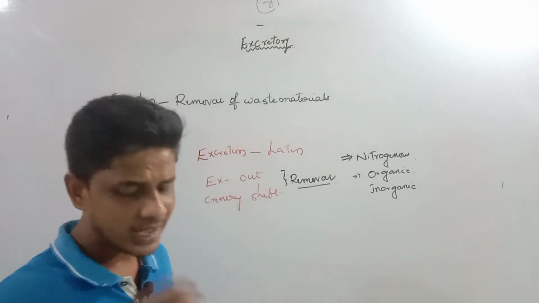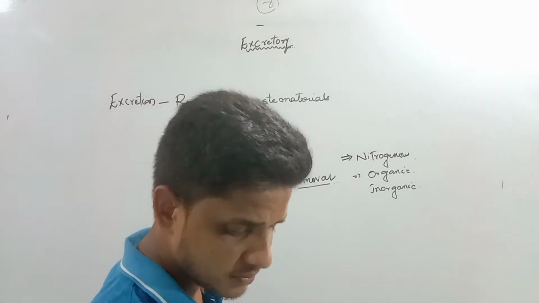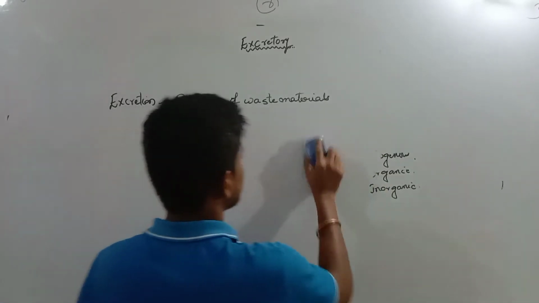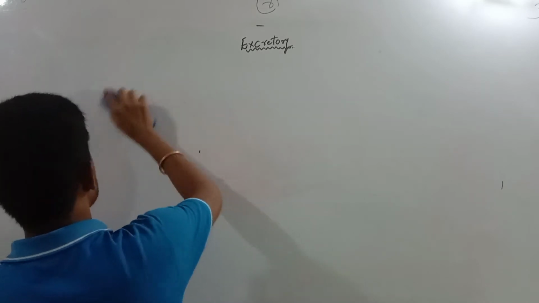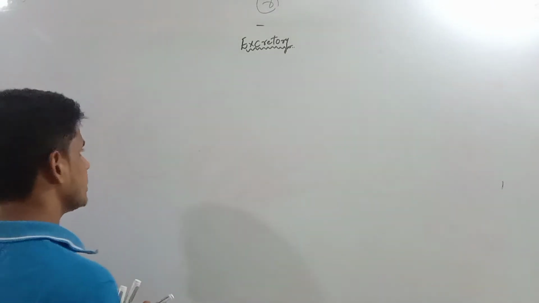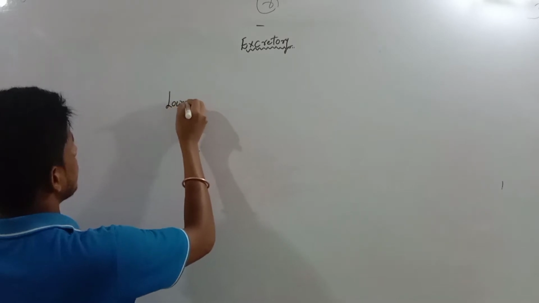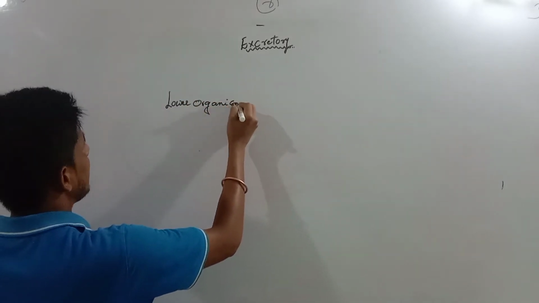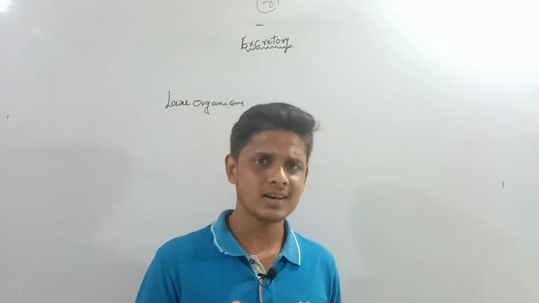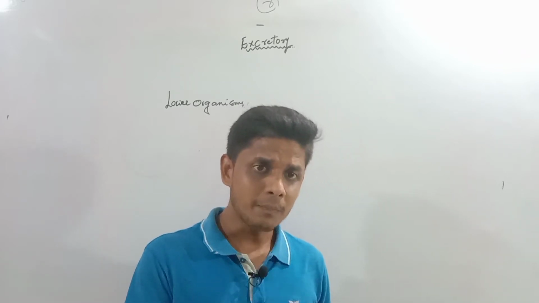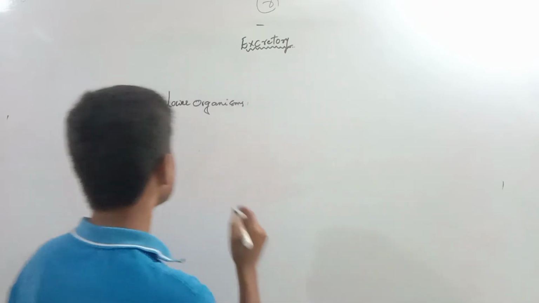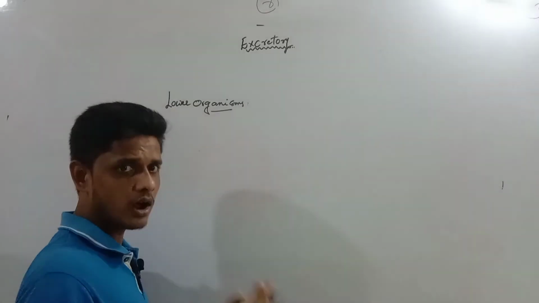For instance, if you take lower organisms, for example porifera, coelenterata, platyhelminthes, nematohelminthes, as well as annelida, arthropoda, mollusca, echinodermata. These 8 belong to the lower organisms. In the lower organisms, the excretory system may not be developed, due to the complexity of the organism. Based on the complexity, the excretory organs may not be well developed.